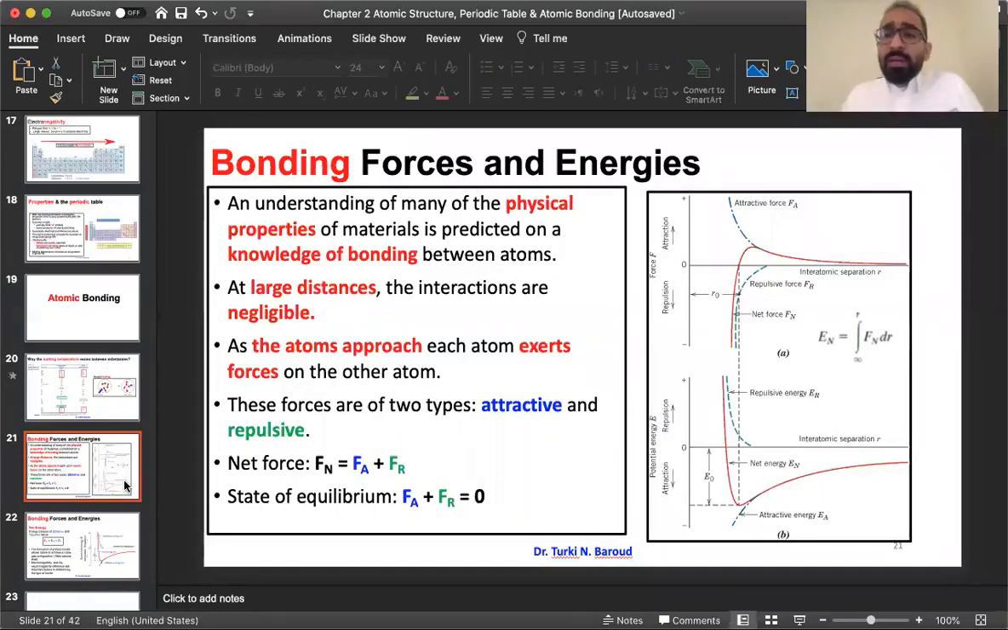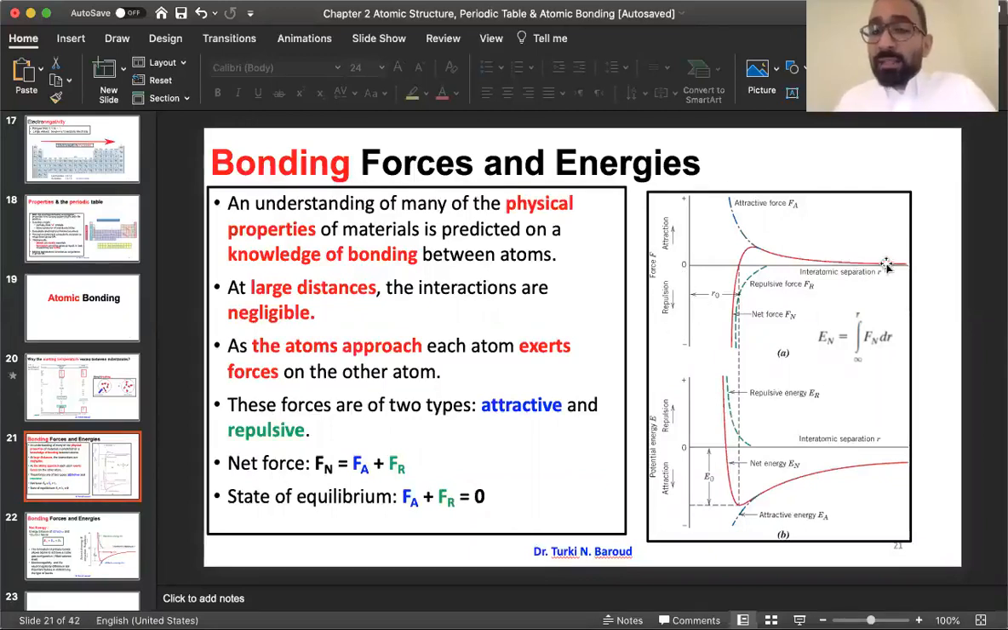Now what we care about is the net force, which is the summation of the attractive force plus the repulsive force. This is what we care about at the end of the day, because at a certain point there will be some repulsion and some attraction, and we want to know the resultant of those forces. If we want to plot this, let's look at this figure. You have the y-axis and the x-axis. The y-axis represents the forces. The positive force represents the attractive force. The negative represents the repulsive.